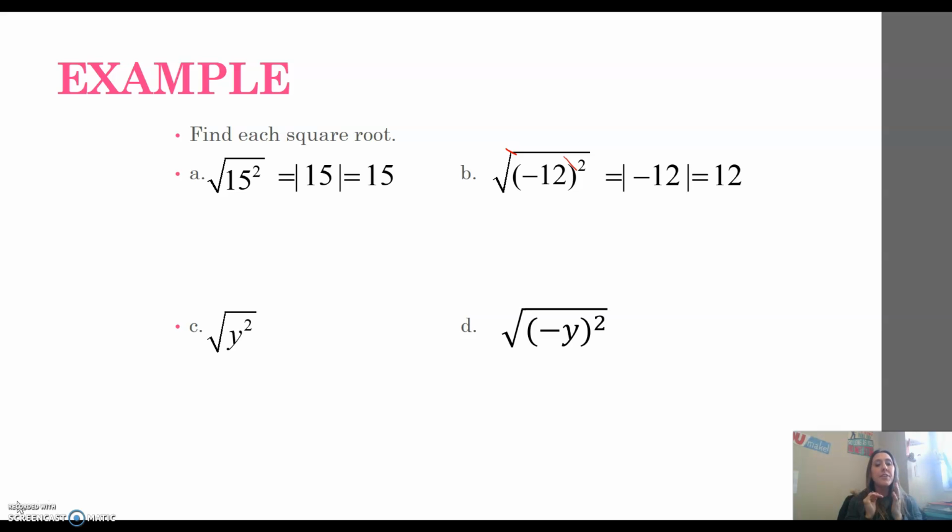Okay, so now we're going to find the square root of y squared. So that is going to be, we have to do the absolute value, so the absolute value of y. And that's going to be our answer.